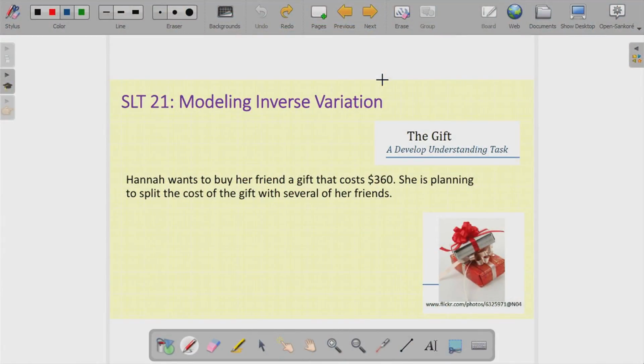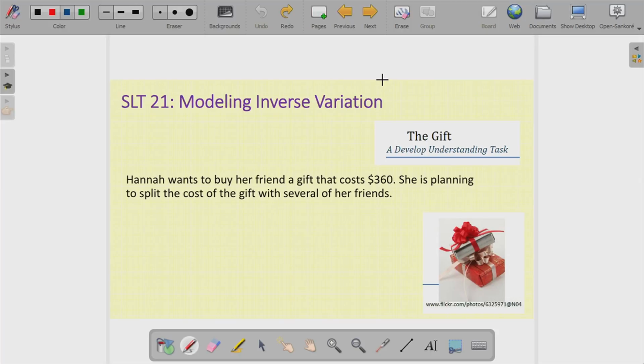Welcome back. Let's dive first into SLT 21, the first activity in SLT 21, which creates a discussion around an activity called the gift. Hannah is buying a gift and she wants to split the cost with her friends, and the total cost of the gift is $360. She's planning to split the cost of the gift, and the question is, what would happen if you split it over a whole bunch of friends versus a small number of friends? For teachers familiar with inverse variation, this should give rise to a very nice inverse variation model, and that's what you'll be taking kids through first.